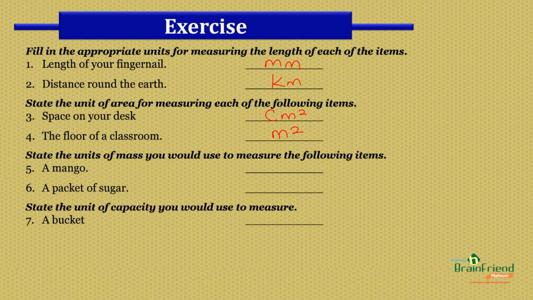The next instruction says, state the units of mass you will use to measure the following items. Number 5, a mango. Grams should be an appropriate unit. Number 6, a packet of sugar. Grams as well should be appropriate. And lastly, state the unit of capacity you would use to measure a bucket. The liter is an appropriate unit. If these were your answers, you are correct.